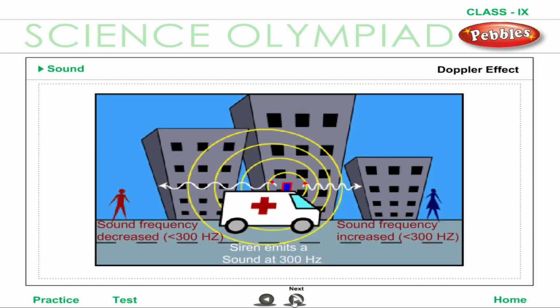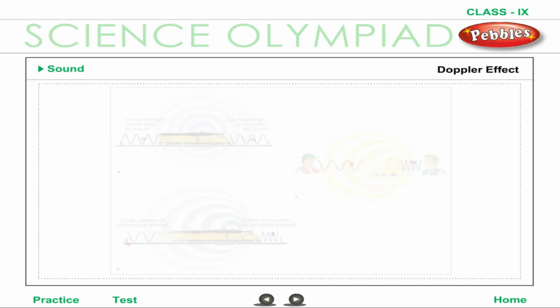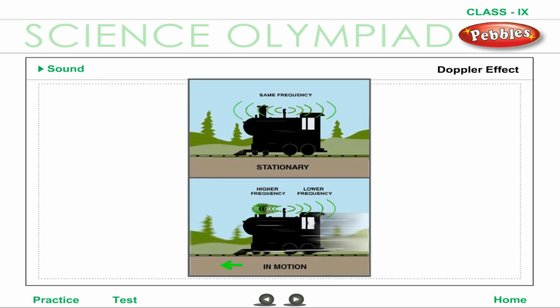Doppler effect. Whenever a fast-moving ambulance or fire engine or the pilot car of a VIP or a train passes you with its horn or siren or whistle blowing, its pitch seems to change. The sound you hear is higher as the vehicle approaches you and lower as it moves away from you. This is an example of Doppler effect, named after the Austrian physicist Christian Doppler, who discovered it. Doppler effect is the apparent change in frequency due to the relative motion between the source and the observer.